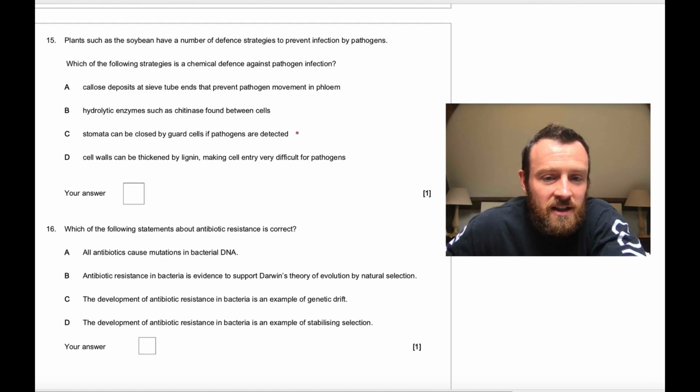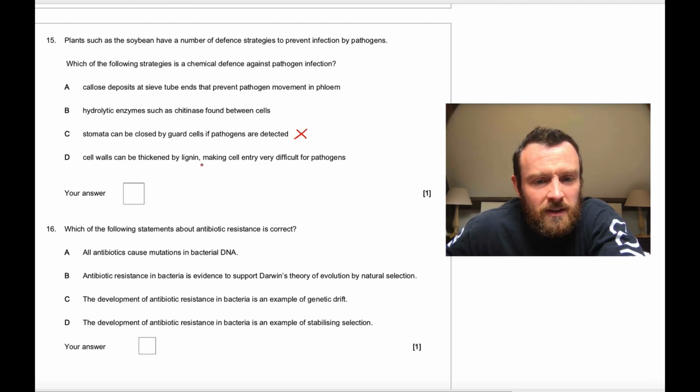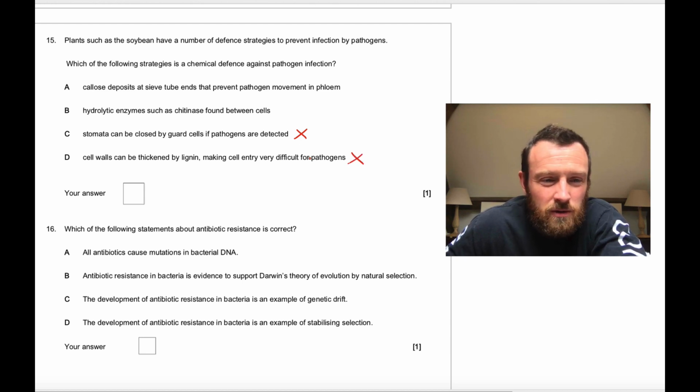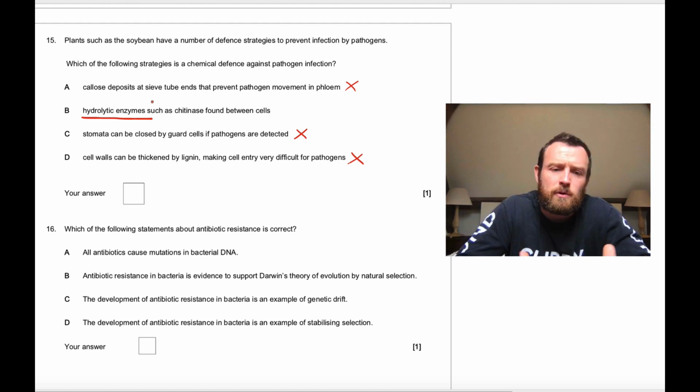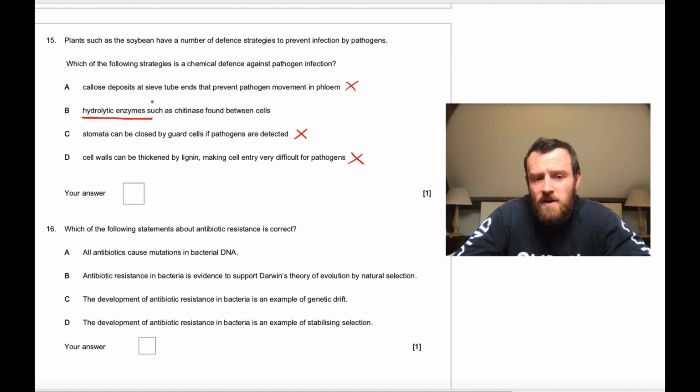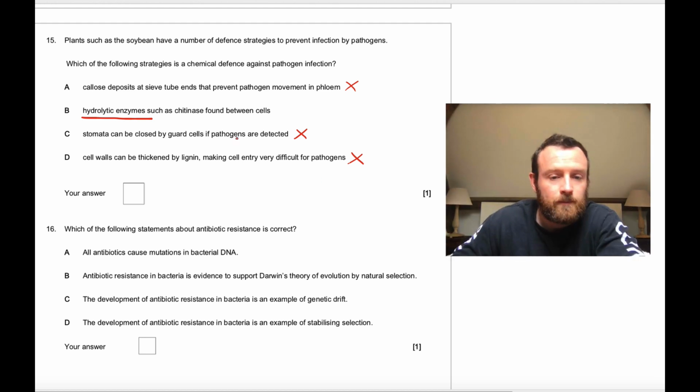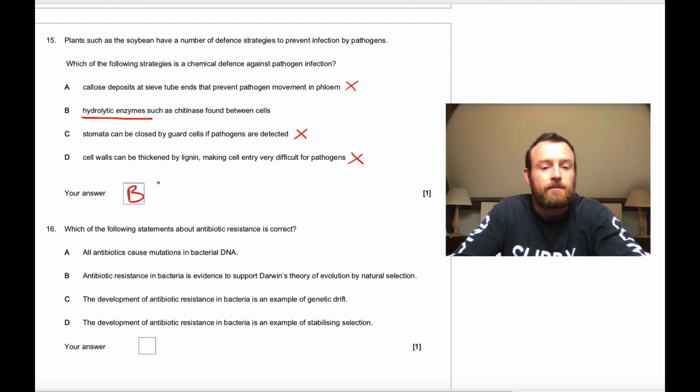Stomata can be placed. This is definitely not, that's physical. Difficult entry, I'd say that's physical. Yeah, that's sort of more physical. Okay, so the best one, I had to think about that one actually a bit. Hydrolytic enzymes. That's the only one that is involving a chemical reaction, an enzyme causing the breakdown of, for example, fungus. Fungus contains chitin, so hydrolytic enzymes would break down the fungus if it tries to grow through the plant. So 15B is the best one. That's a little bit of a tricky one.